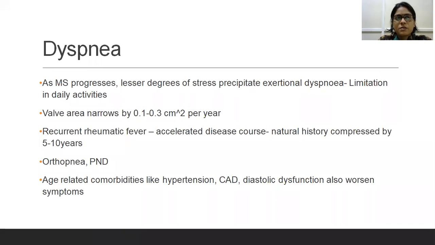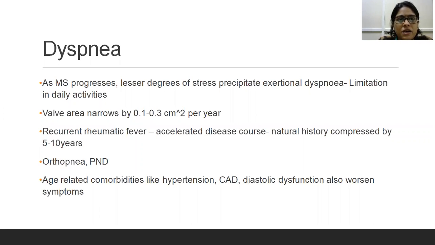As I mentioned before, the valve area narrows every year by about 0.1 to 0.3 centimeters square per year. However, in developed countries especially, recurrent episodes of rheumatic fever will accelerate the course of your disease. Disease progression that normally occurs over the course of 20 years can be compressed into a duration of 5 to 10 years when you have a patient with recurrent rheumatic fever.